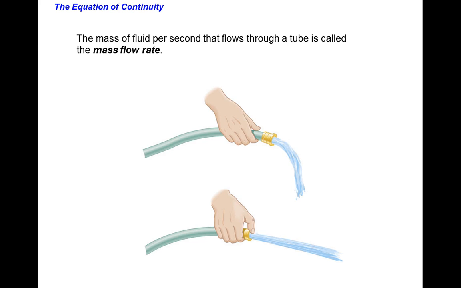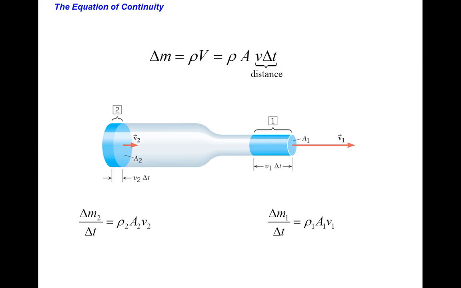And so then we have this concept of the mass flow rate. This is an important idea. The mass flow rate per second that flows through a tube is called the mass flow rate. So we have our hose and we're filling up a bucket, and I can say, hey, it takes me 30 seconds to fill up this bucket that has a volume of, I don't know, 12 liters. That'd be a big bucket. 2 liters, 4 liters. And so I could figure out the mass flow rate of the water through there.